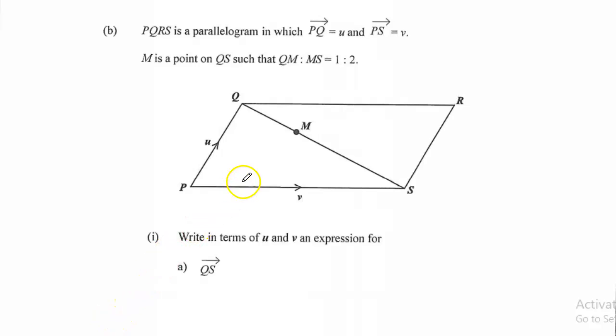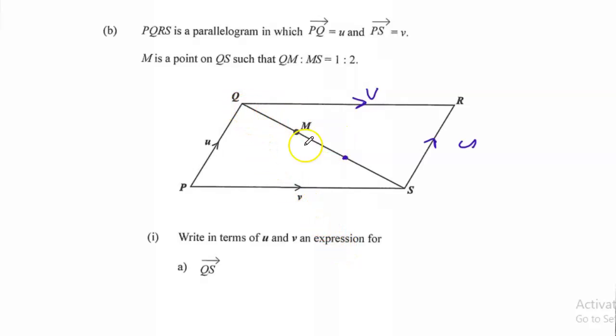So in part B, we have a parallelogram. So PQ, of course, SR would be the same since these two vectors are parallel. So this would also be U. And QR would also be the same as PS, V. And we are told that the ratio QM to MS is 1 to 2. So QM to MS is 1 to 2. So QM would be a third of QS. Now, write in terms of U and V an expression for QS.